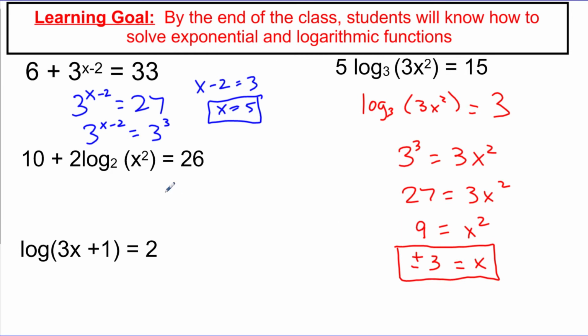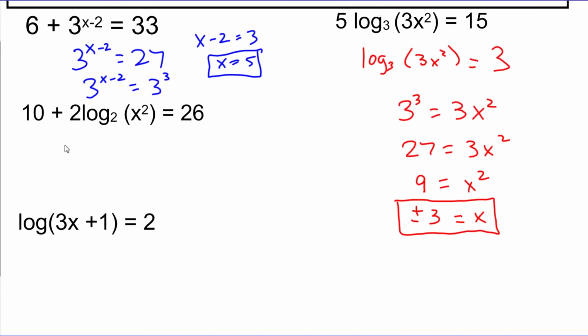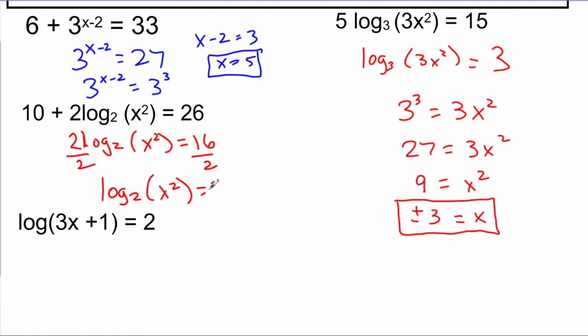So again, moving down, it looks like in this third problem over here that it's, again, just isolate the log. But when I'm doing this one, I actually have to make sure I do my order of operations. I'm going to subtract the 10 first. So now it just says 2 log base 2 of x squared is equal to 16. Then I can divide both sides by 2. And now it says log base 2 of x squared equals 8.